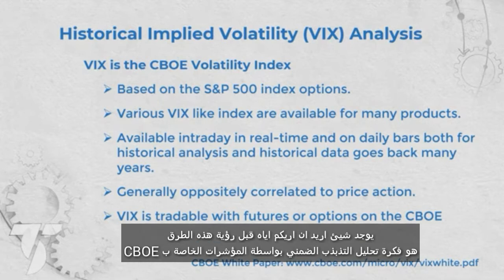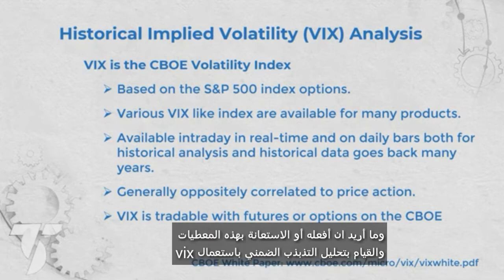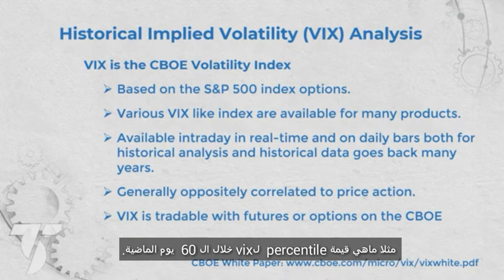The first thing I want to show you before we go into that is the idea of analyzing implied volatility for those indexes that come from the CBOE. So the CBOE has the VIX index, the volatility index. It has one for NASDAQ and Russell. And what I wanted to do is I wanted to take those data streams and I wanted to analyze what's going on with implied volatility with VIX. What is the percentile of the current value of VIX over the last 60 days?